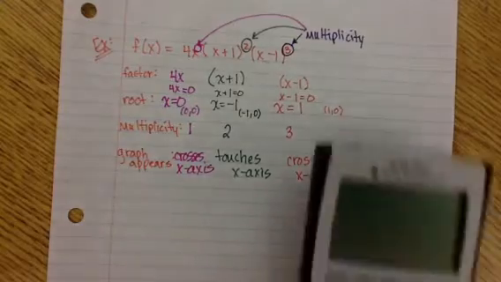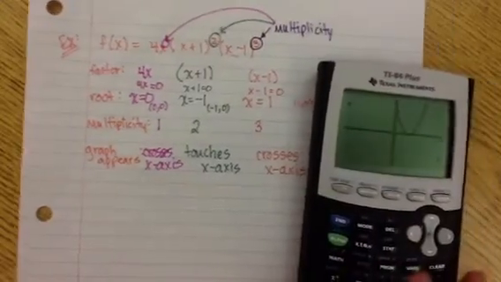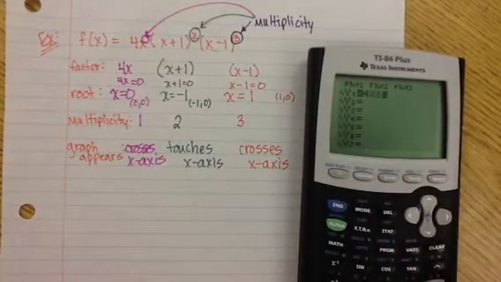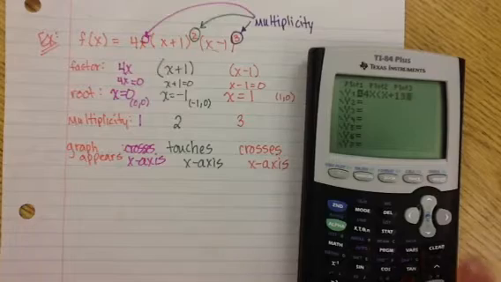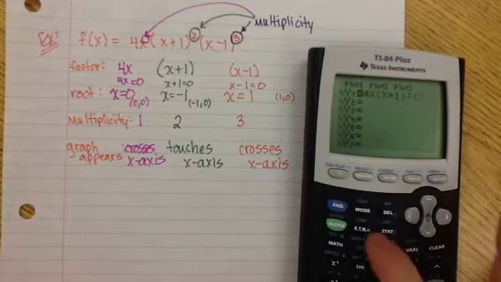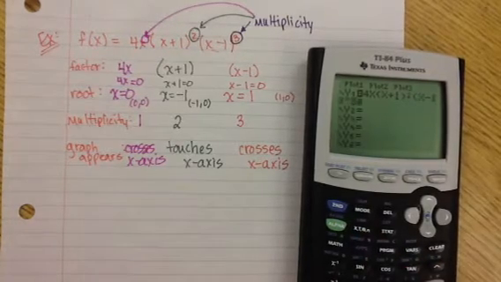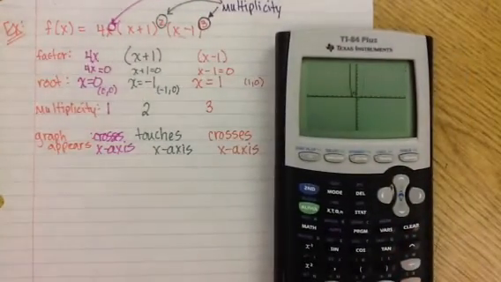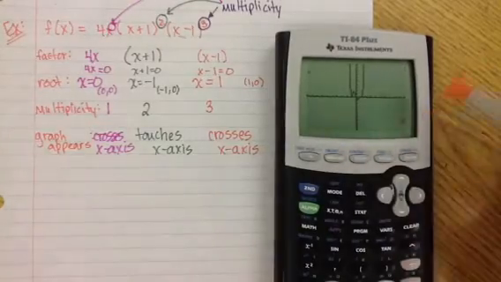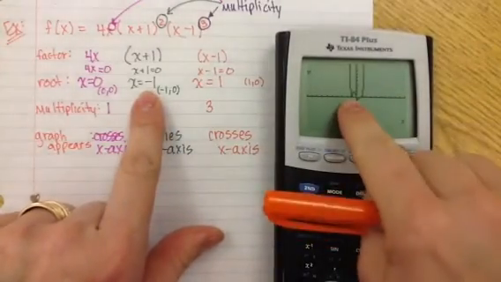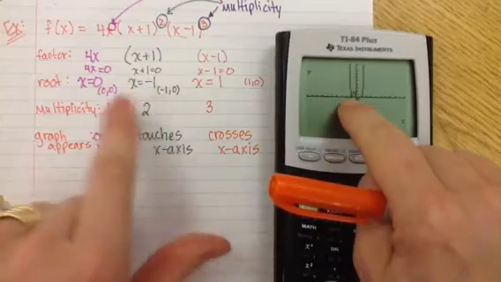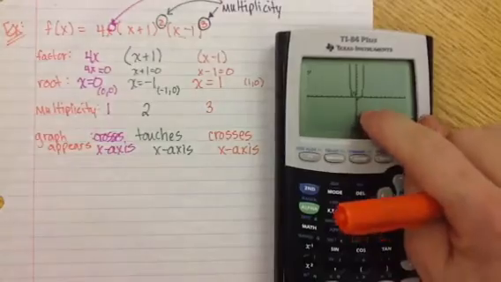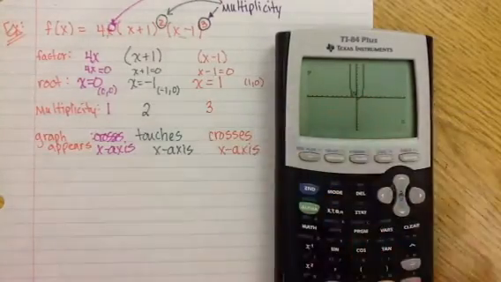So let's see if we can get a quick picture of this graph on our calculator. Y equals 4x times (x plus 1) squared times (x minus 1) cubed. So we should have, if we move left to right on our graph, at x equals -1, a bounce, which we do. At x equals 0, it should cross through. And at x equals 1, it's going to cross through, but since it's a degree 3, it sort of wiggles.